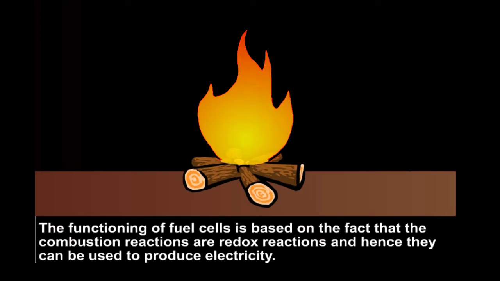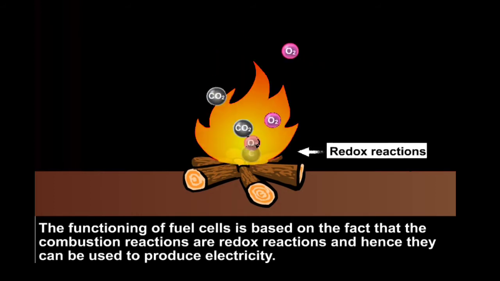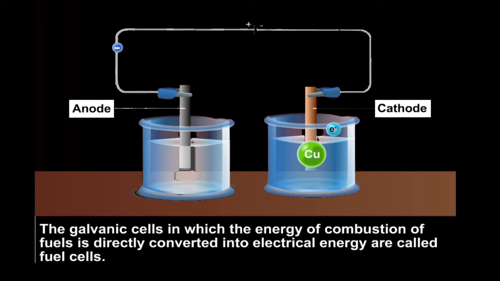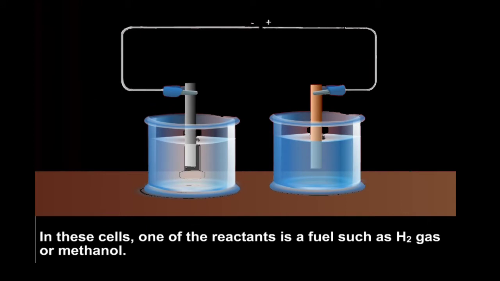Fuel cells. The functioning of fuel cells is based on the fact that combustion reactions are redox reactions and hence they can be used to produce electricity. The galvanic cells in which the energy of combustion of fuels is directly converted into electrical energy are called fuel cells. In these cells, one of the reactants is a fuel such as hydrogen gas or methanol.